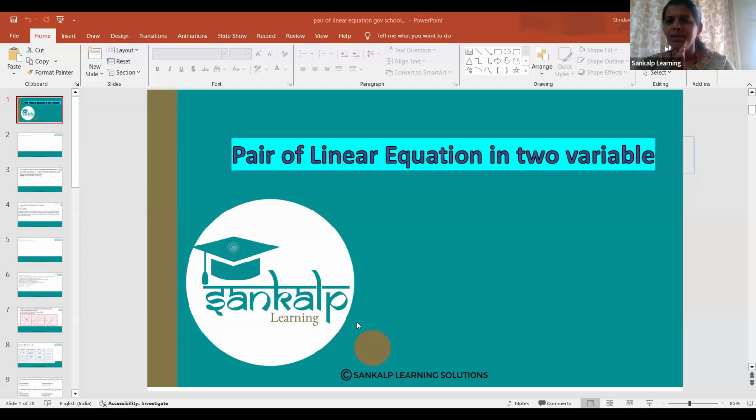Okay, so today we will learn the chapter pair of linear equations in two variables. ಈ ಒಂದು ಚಾಪ್ಟರ್ ಅನ್ನ ಇವತ್ತು ನಾವು ತಿಳಿಯೋಣ. Okay, so which type of questions will come in this chapter? ಮತ್ತೆ MCQs questions ಯಾವ ರೀತಿ ಇರುತ್ತೆ ಅಂತ that we will discuss today. Okay, so shall we start the class?